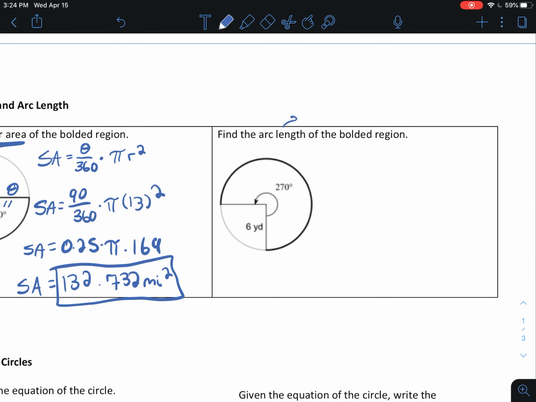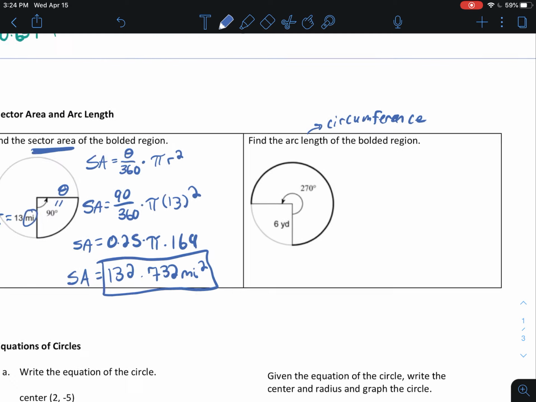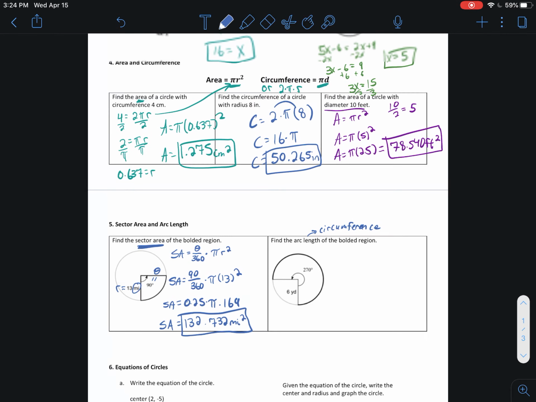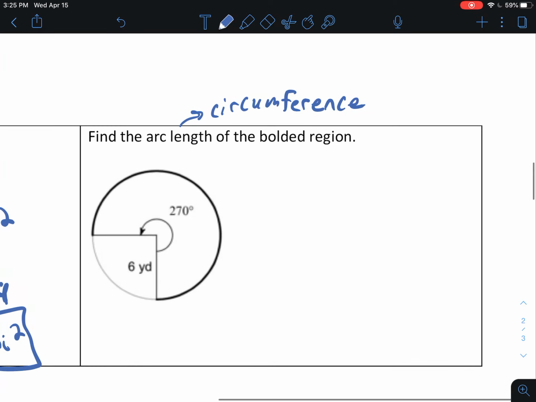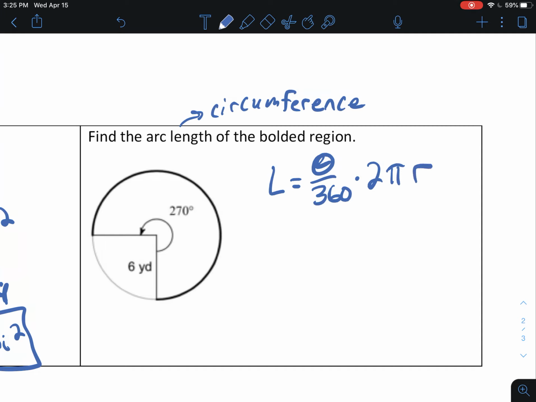Next one is arc length. Arc length deals with the circumference. Okay, and that's how you memorize this formula. Circumference. So, to find this one, arc length, you can call it AL or just big L, either one works. L is equal to angle over 360 multiplied by 2 pi r, so the circumference equation, right?